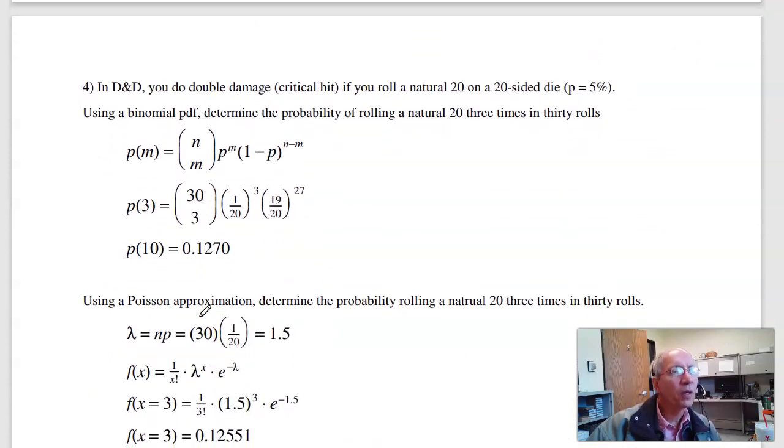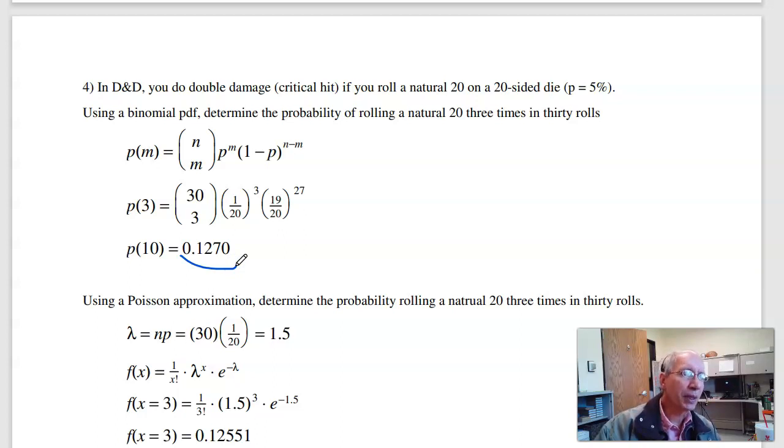Problem 4 looks at a Poisson and a binomial distribution. So in Dungeons and Dragons, if you roll a natural 20, you do double damage. That's a critical hit. What's the probability of doing 3 critical hits in 30 rolls? That is a binomial distribution. So I've got 30 rolls, choose 3. Probability of hit is 1/20th. Probability of a miss, not a critical hit, 19/20ths. Multiply it all out, 12.7% chance of doing 3 critical hits in 30 rolls.